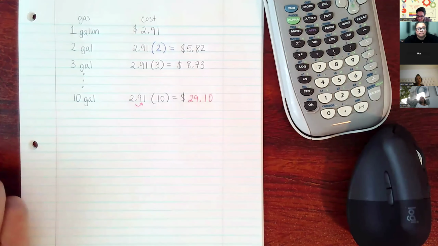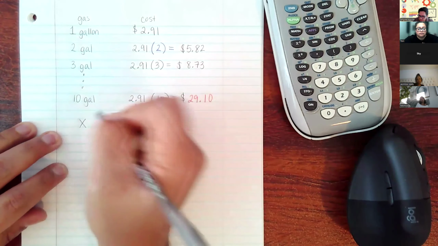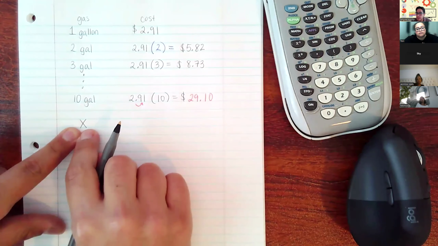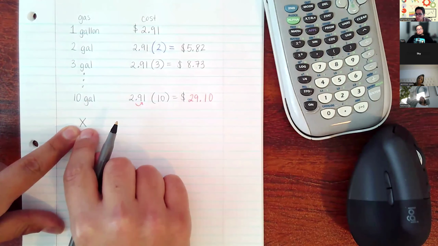Okay. So if I said we have X number of gallons that we want to purchase, can you tell me, even though we don't know what that number is, right? That's just a placeholder for a number. Can you tell me how I would calculate how much X number of gallons would cost?